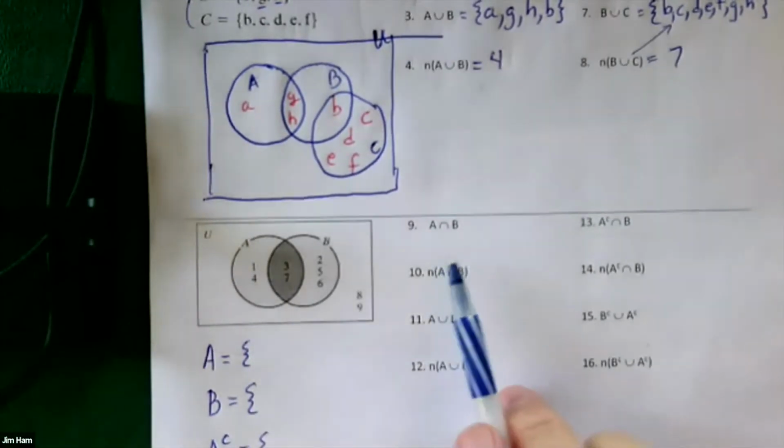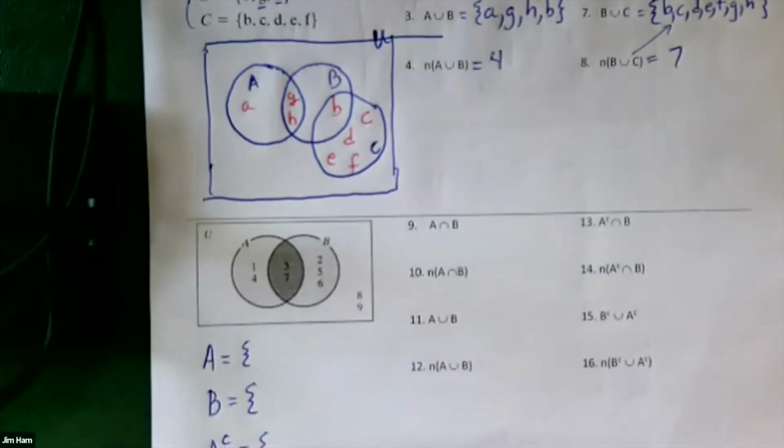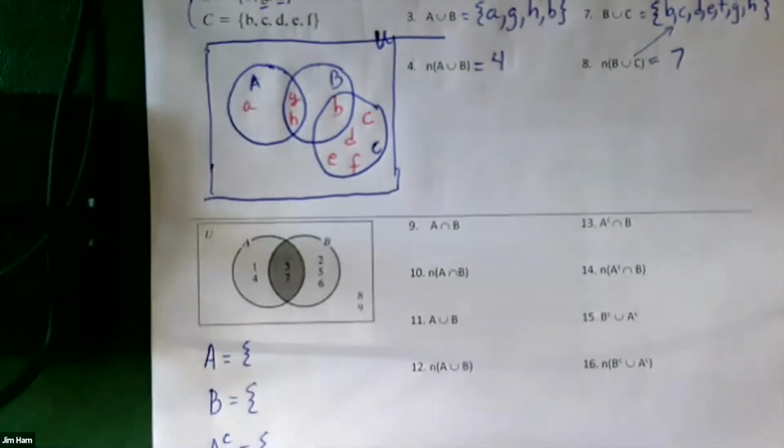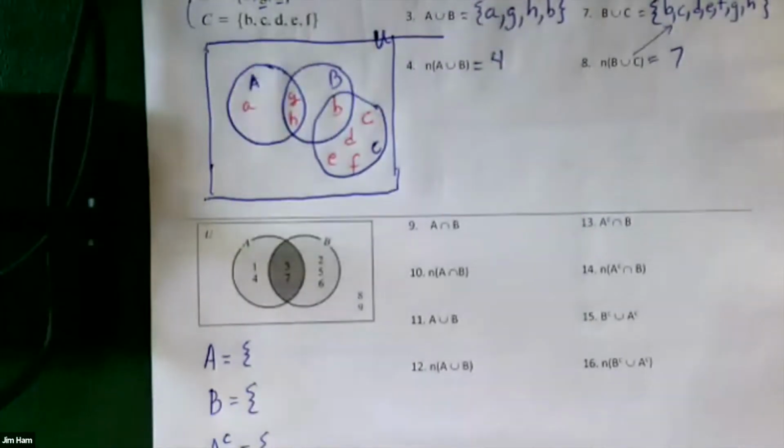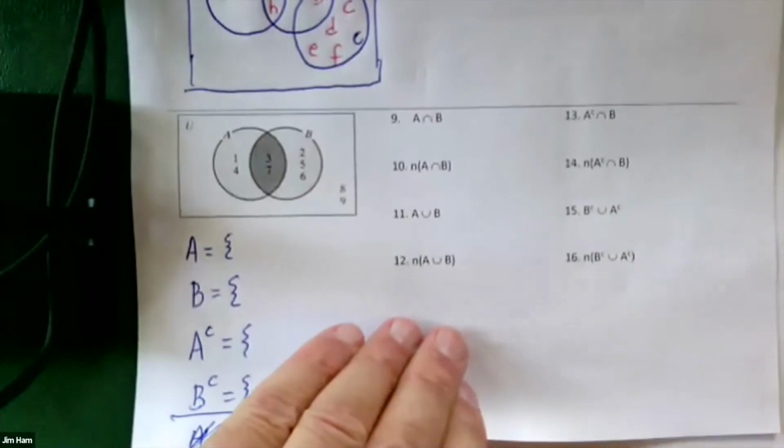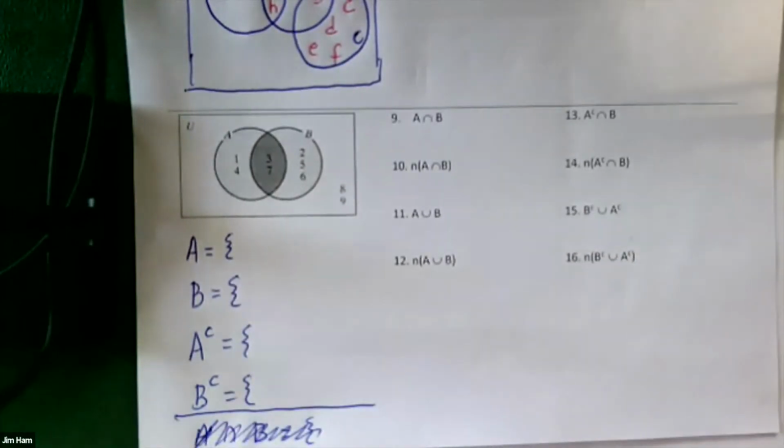I guess that's problem number 9. And we have A union B there. So let me cross that one out. So go ahead and write down the elements of those sets. I'll give you, again, 1 minute to do it.